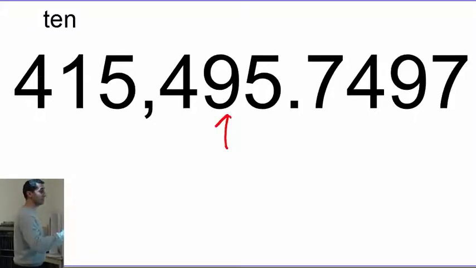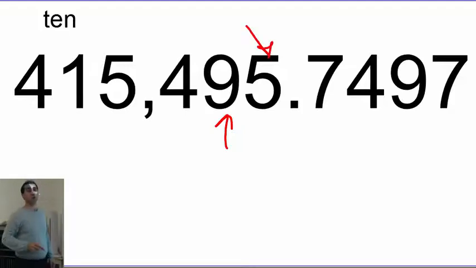Let's look at this one, and let's round this up to the nearest 10. This is 10. Now pay a little bit of attention to this. This is a slightly different example. Look at the next number.